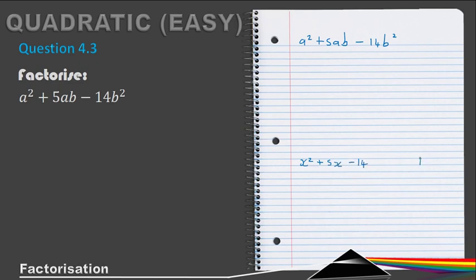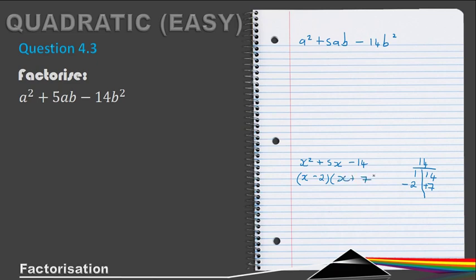Then what we would do is we'd say factors of 14, and we'd get 1 times 14, 2 times 7. I think those are the factors. And we want to get plus 5. So I'm going to say plus 7 minus 2. That would give me plus 5. So I'll have x minus 2 and x plus 7.